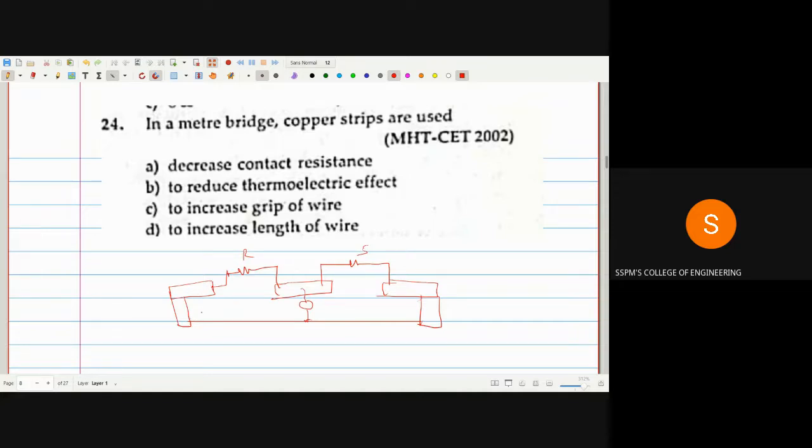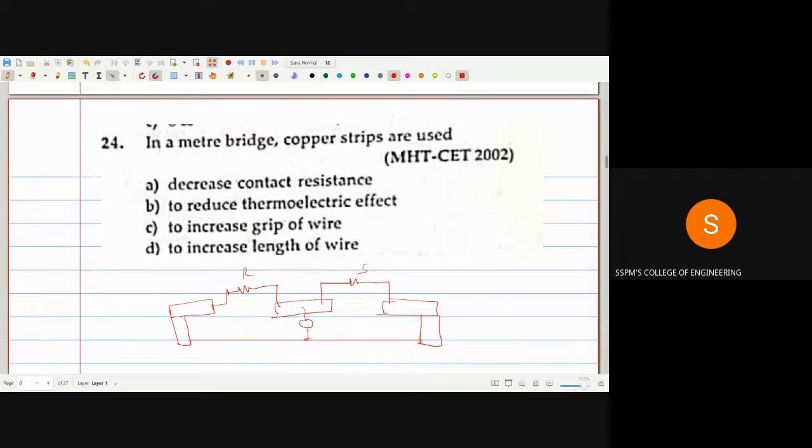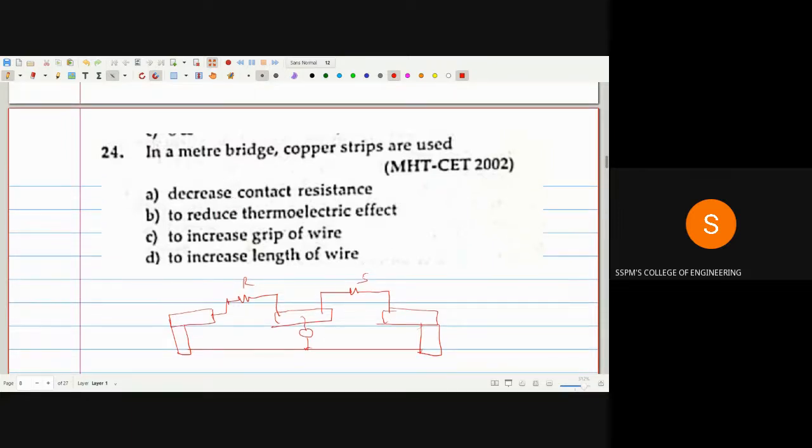हा तो पर्पज आहे. The purpose of using high conductive material for the connection purpose is to reduce the internal resistance. आता इथे बघा कॉन्टॅक्ट रेजिस्टन्स डिक्रीज. काय काय ऑप्शन आहेत बघा. डिक्रीज कॉन्टॅक्ट रेजिस्टन्स टू रिड्यूस द थर्मोइलेक्ट्रिक इफेक्ट. थर्मोइलेक्ट्रिक इफेक्टचा इथं प्रश्नच येत नाही कारण the temperature is same.